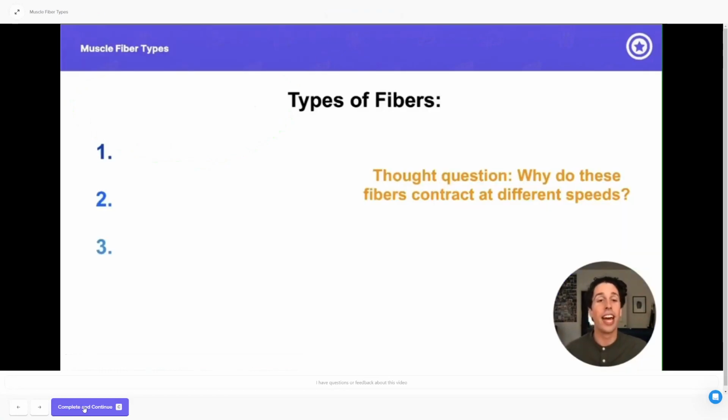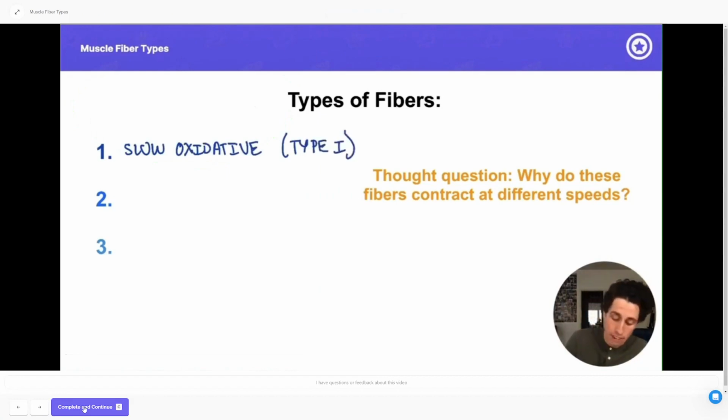Alright, so first off, let's go ahead and just name those types of fibers again so we just went over them. Hopefully you can remember them, but if not, that's alright. So the first one that we're going to talk about is going to be number one. This is going to be our slow oxidative fibers. So slow oxidative. And these are also known as type 1.